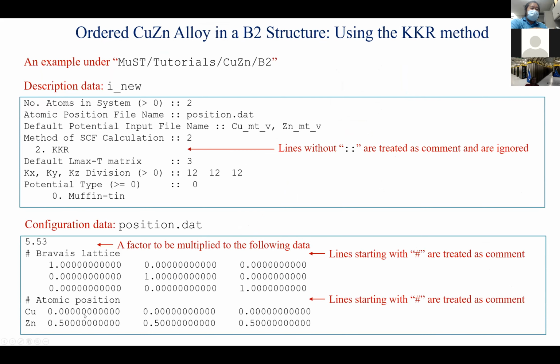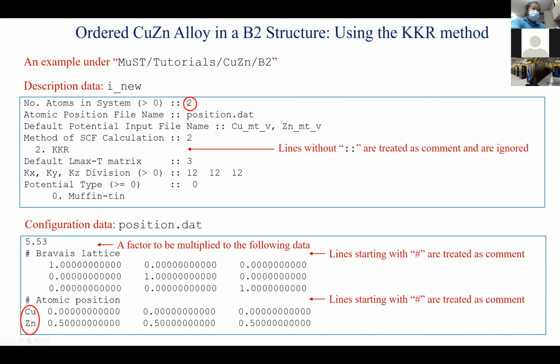The position data now, because it's an ordered structure, has 2 atoms in the cell. One at the corner is copper, and the one at the cell center is zinc. It's a unit cell. It repeats to form a crystal in the entire space. So this is the lattice constant. So you can run this calculation.